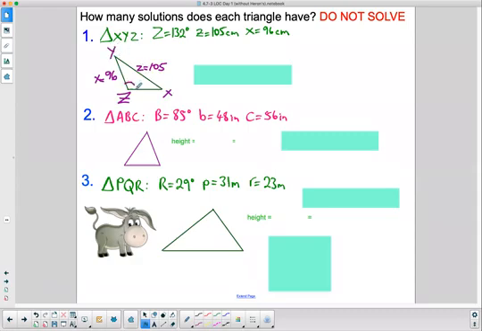This is obtuse. This side here is longer than that side there. So on this one, you should get one solution. Now let's have a look at this one.